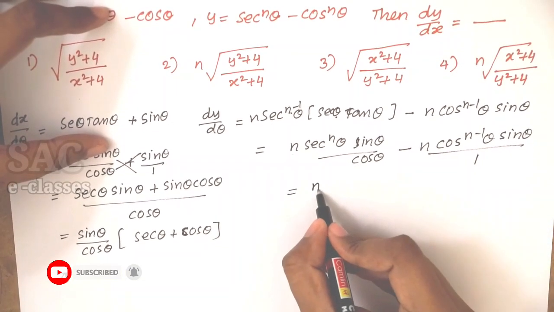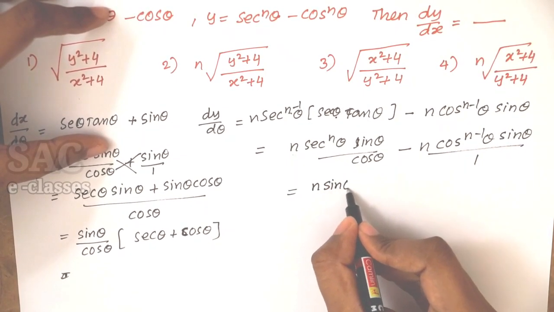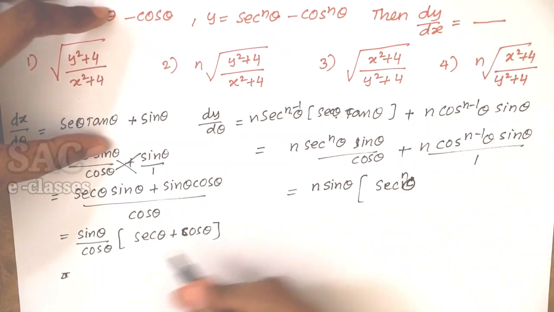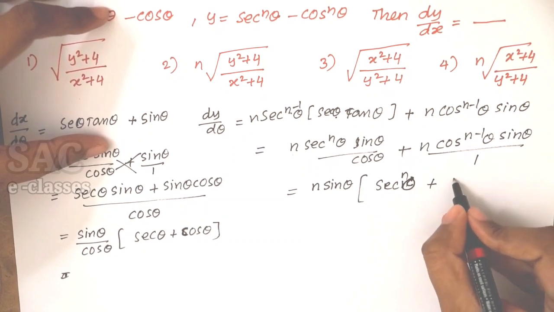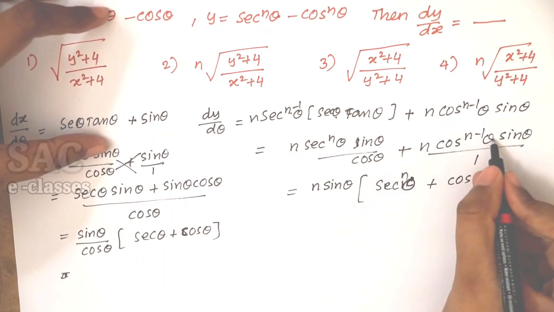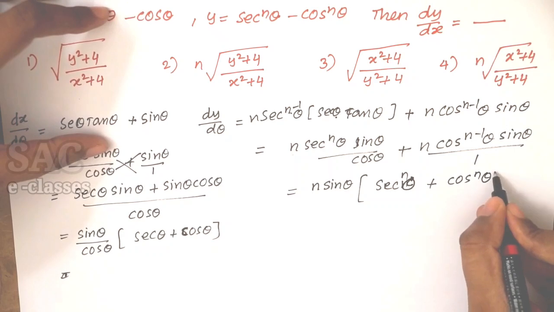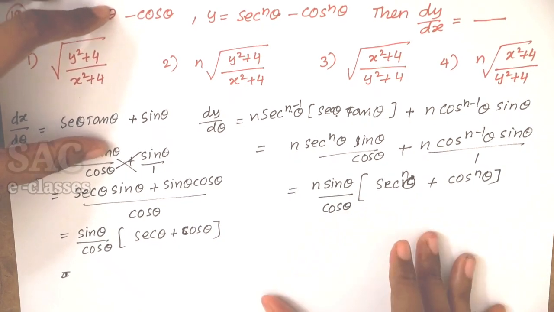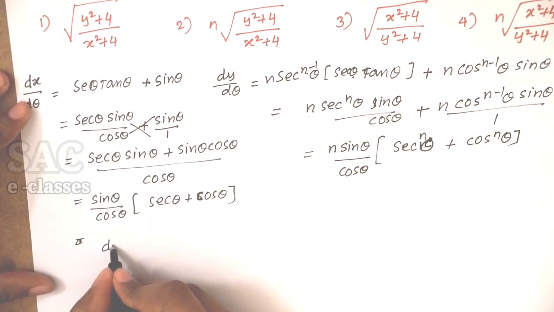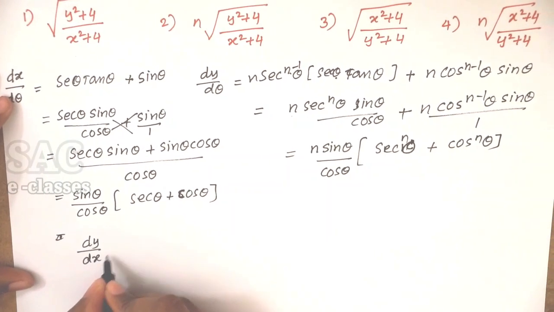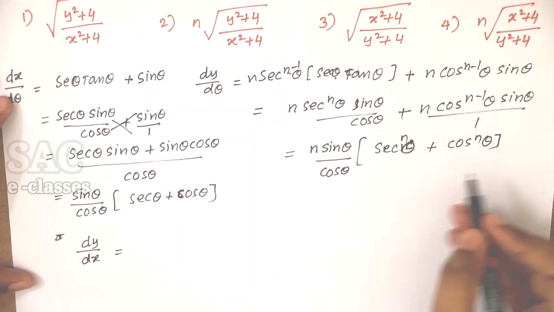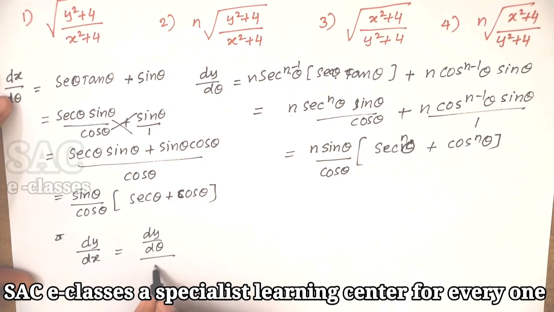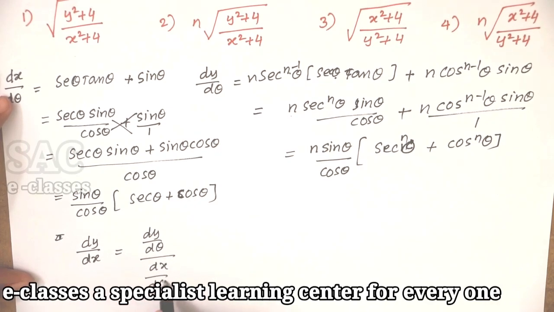Go for simplification. n sin theta, if you take in common, secant power n theta plus cos power n minus 1 theta into cos power n theta, whole by cos theta. Now I am supposed to find dy by dx. What is dy by dx? Go for dy by d theta by dx by d theta.